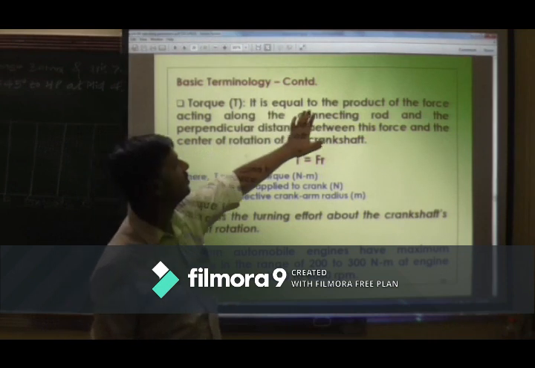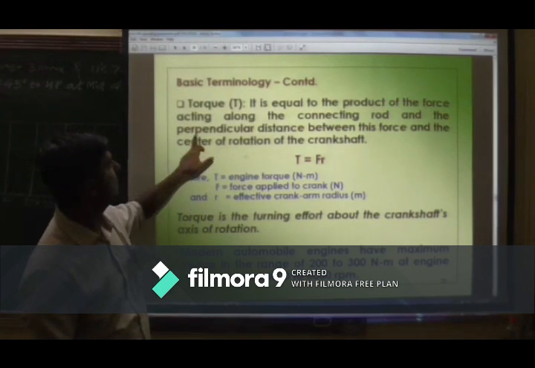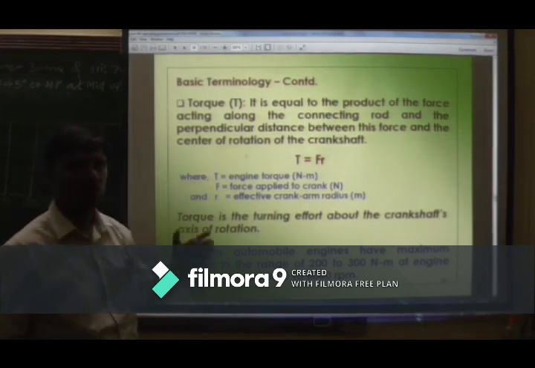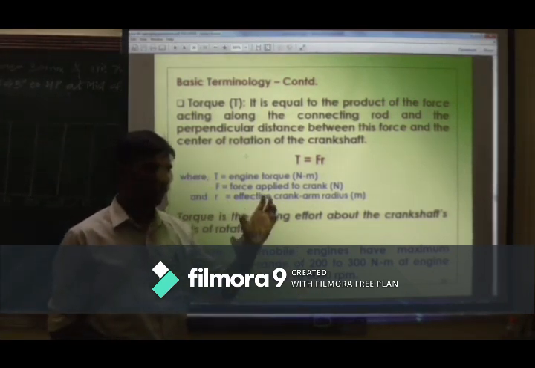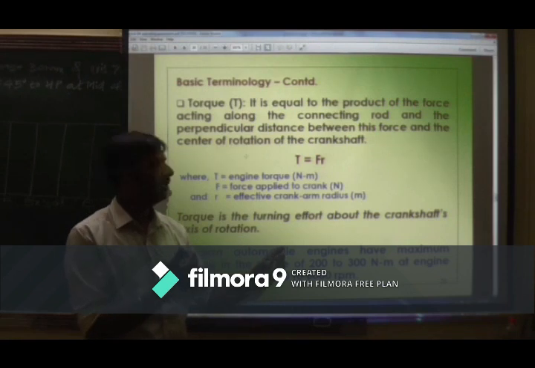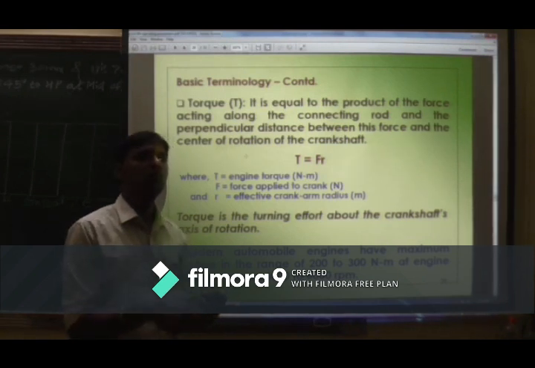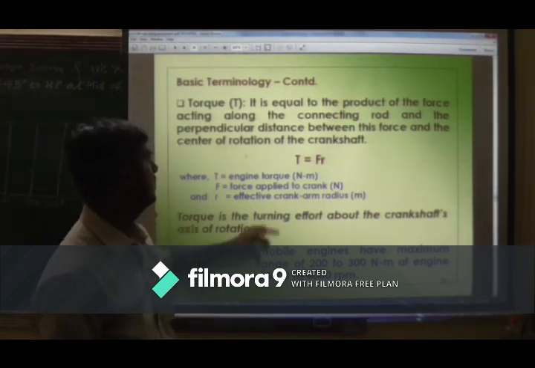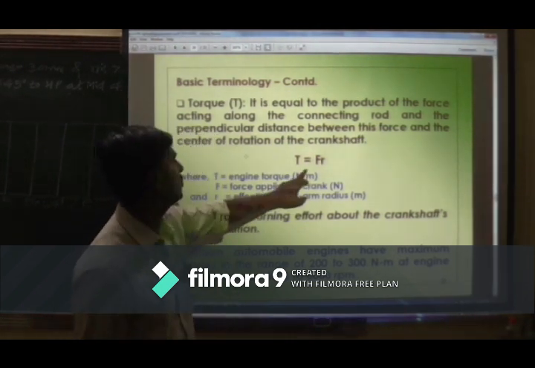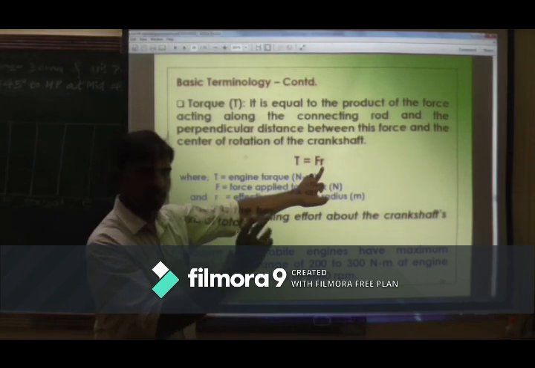Torque of engine is equal to the product of the force acting along the connecting rod length and the perpendicular distance between the force and the center of rotation of the crankshaft. We use brake rope dynamometer. So that drum center to drum perimeter, that distance we take as the perpendicular distance, and how much is the force, how much load we are adding, that downward force is what we take for calculation. So T is equal to F into R. This is resisting force and this is drum radius.